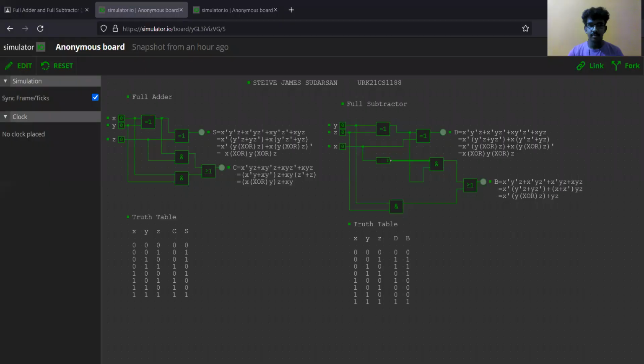I am going to explain about full adder and half adder logical circuits today. Now we can go into the explanation. Now I am going to explain about the full adder logical circuit.